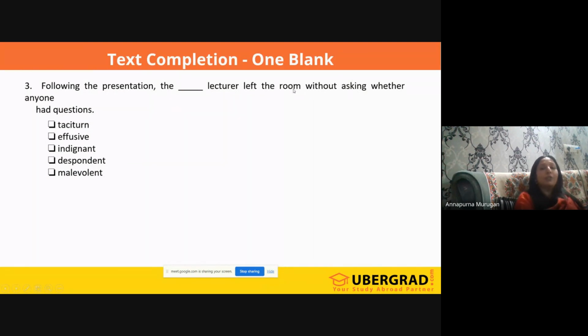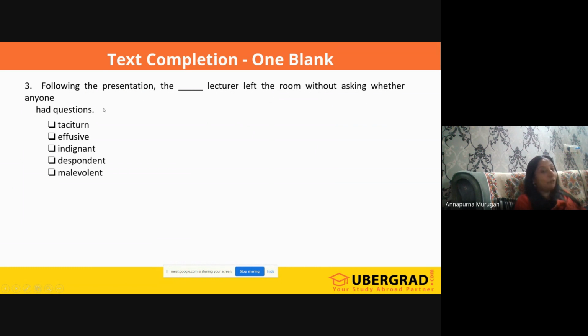He left the room immediately after the presentation without asking whether anyone had questions. What does this mean? What do you think the lecturer should be here? Was the lecturer angry, was the lecturer rude, or was the lecturer something else? Why? Because he did not ask anyone whether they had any questions. So what is the answer that you can take here? If he was placid, if he was carefree, then he would have asked more questions, right?